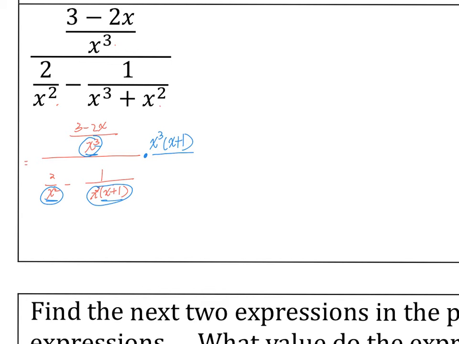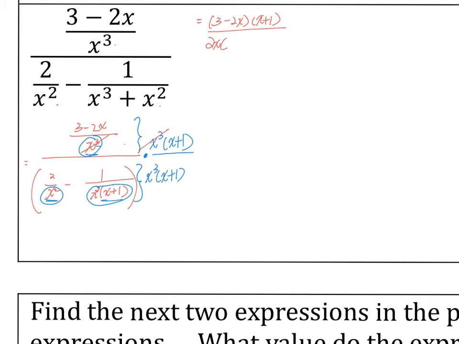I'm going to multiply this to the numerator, meaning all of this, as well as the denominator. So this will be canceled out, and in my next step, I will get 3 minus 2x times x plus 1. And for this one, I will need to distribute. So 2 x's will be canceled out. I'll have 1 x left.